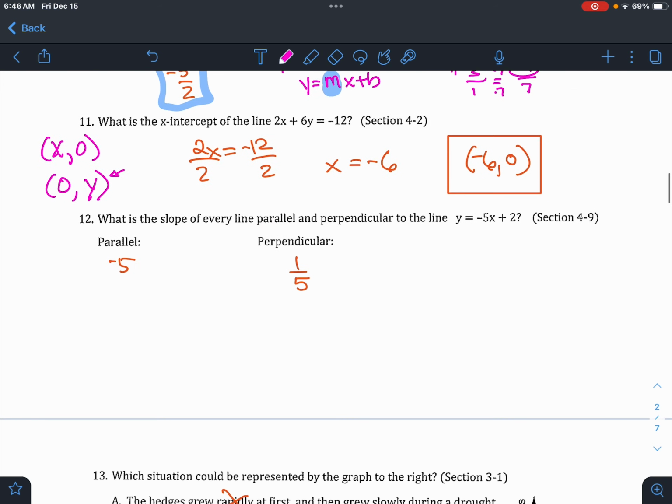On number 12, it asks us to find the parallel and perpendicular slopes. First we identify the slope here, and the slope is -5. Parallel lines have the same slope, because they have the same rise over run. That's why they never collide. Perpendicular lines cross at exactly 90 degrees, so their slopes are opposites, from positive to negative, or in this case from negative to positive, and we have the reciprocal, or as I like to say, the reflipical. So we have to flip over the fraction.